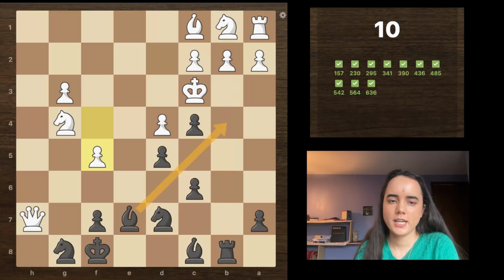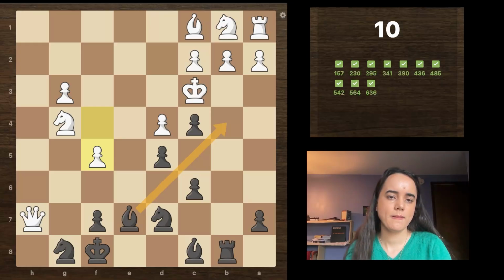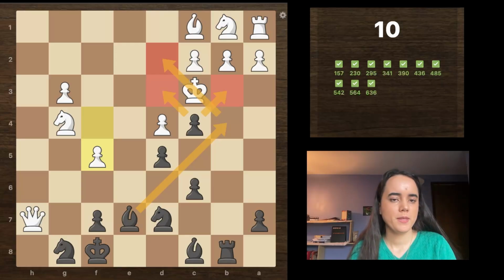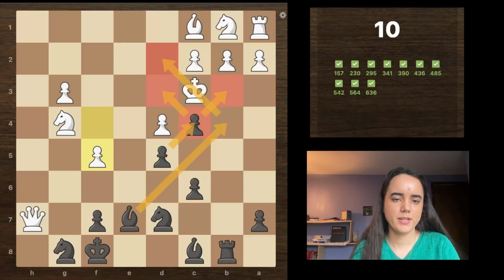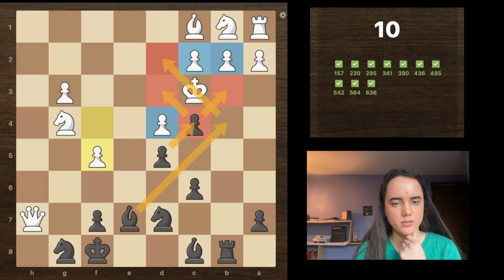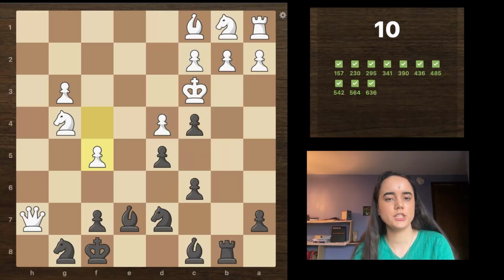So he can't block because it's right next to the king. So where can he go? He can't go here because the bishop covers that square. He can't go here or here because of the pawns. He can't take our pawn because this pawn defends. And he can't go here, here, or here because his pieces are on those squares. He can't take our bishop because it's defended by the rook. So that looks like a checkmate.